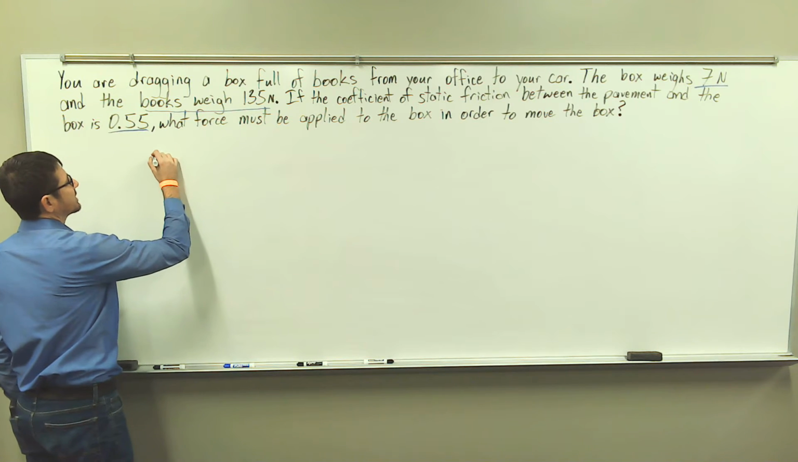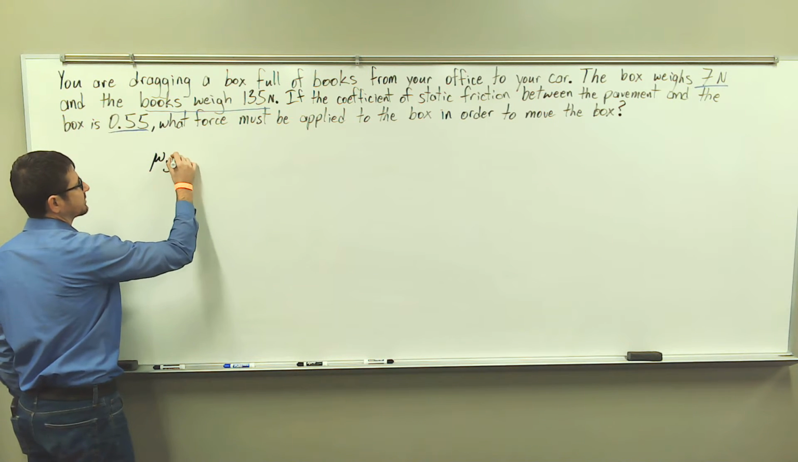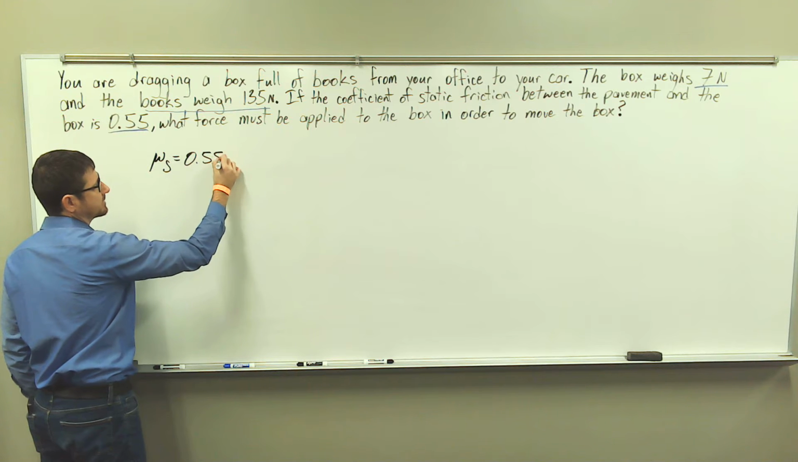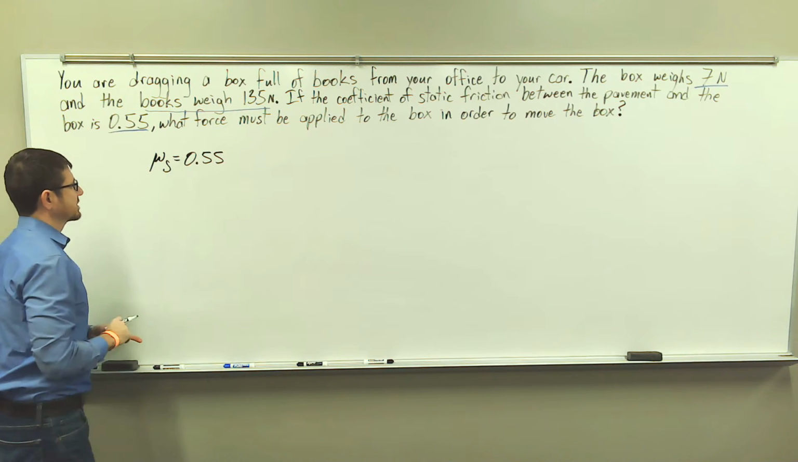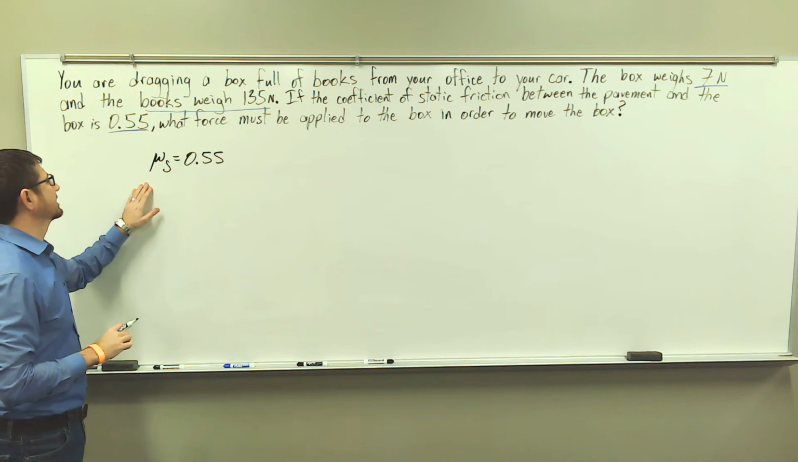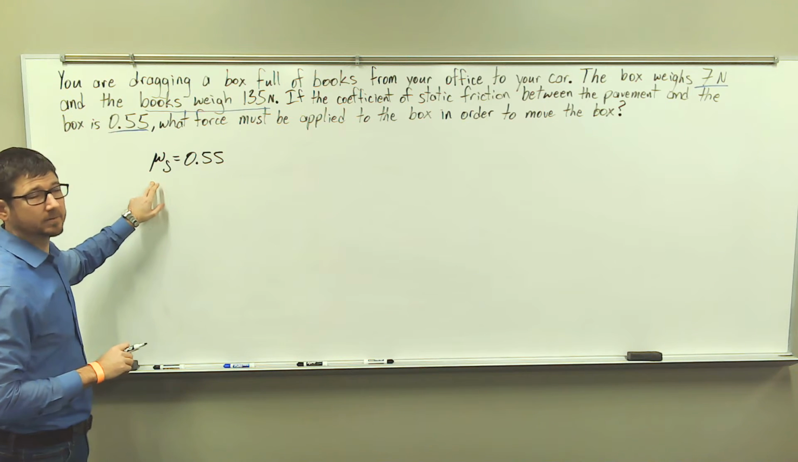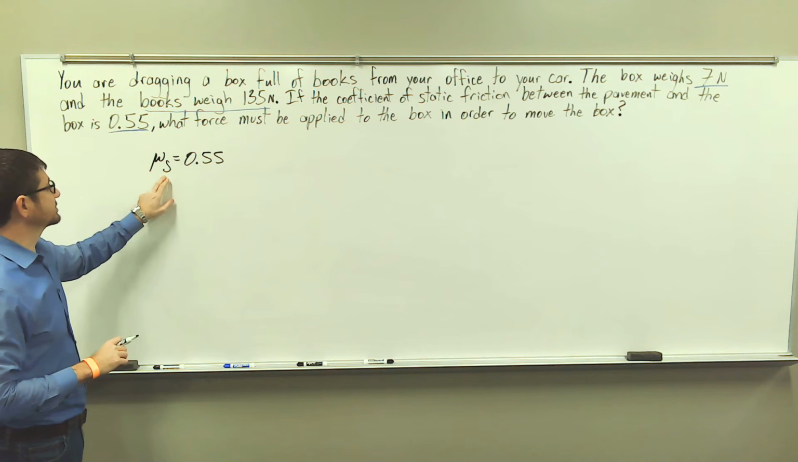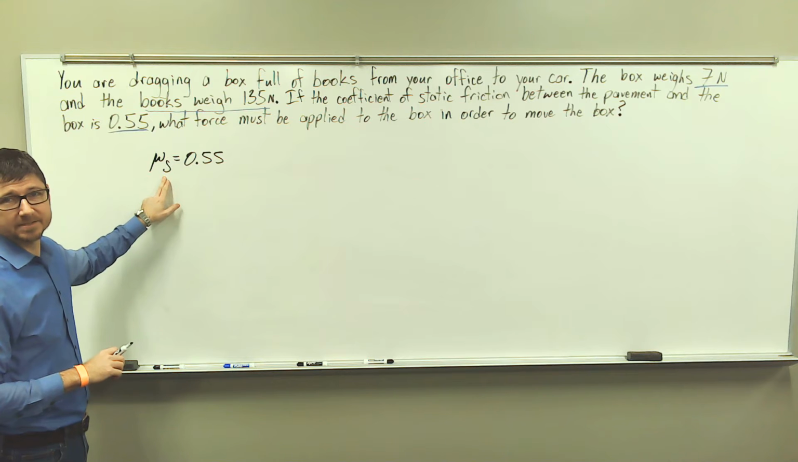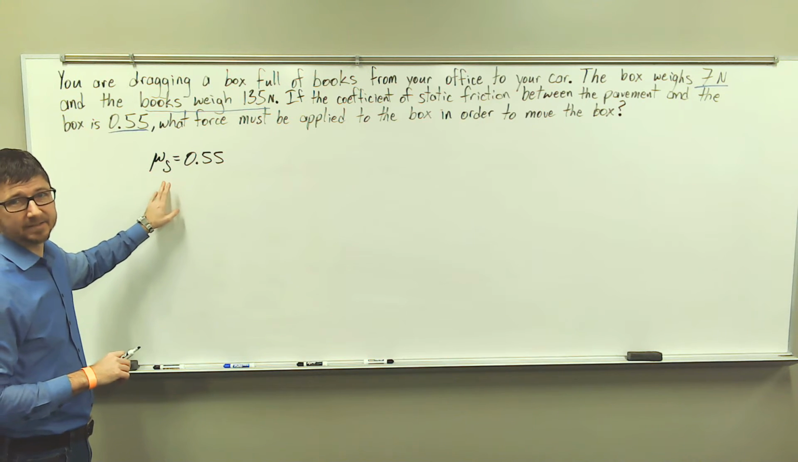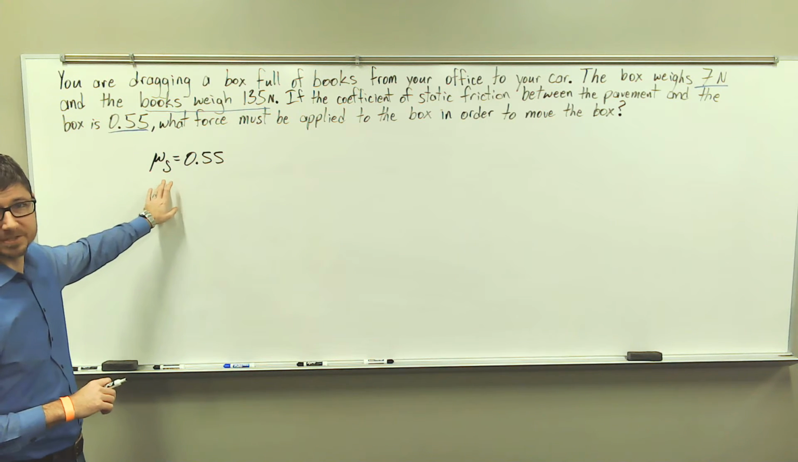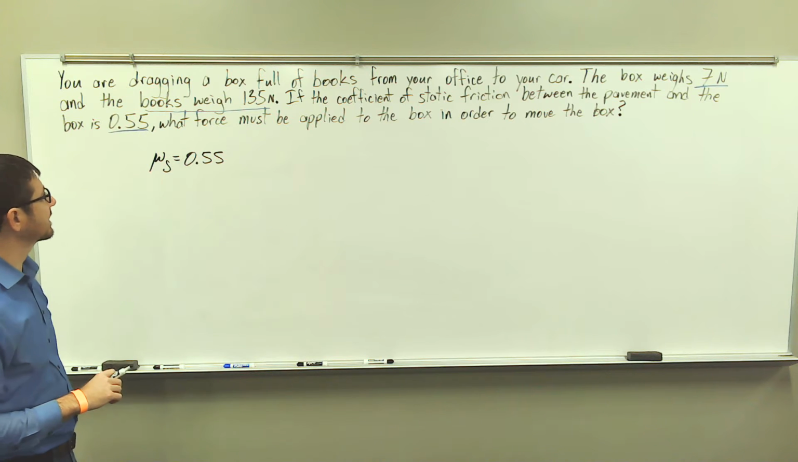So we have the coefficient of static friction, 0.55. We're going to use the lowercase Greek letter mu, and I'm going to use a subscript of S to indicate static friction. For the coefficient of static friction, that's 0.55.